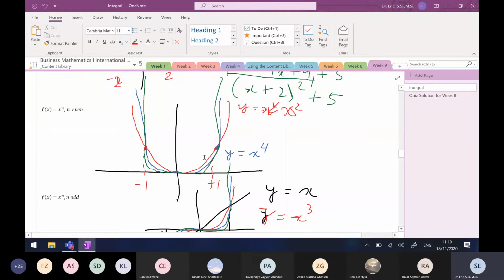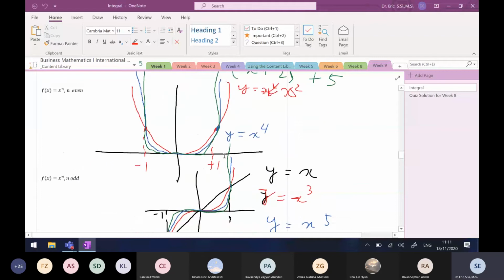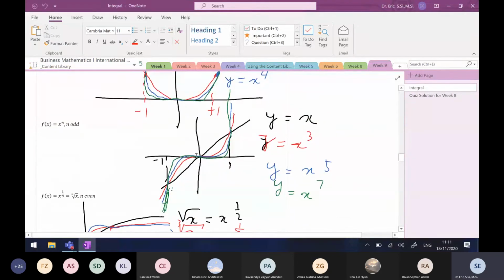And x to the power of 4 is the blue one. After 1, the height for the blue one is higher, but on the interval -1 to 1, the height of the blue one is lower. Okay, yeah? You can check. For y equals x to the power of n, when n is odd, you have this kind of graph.